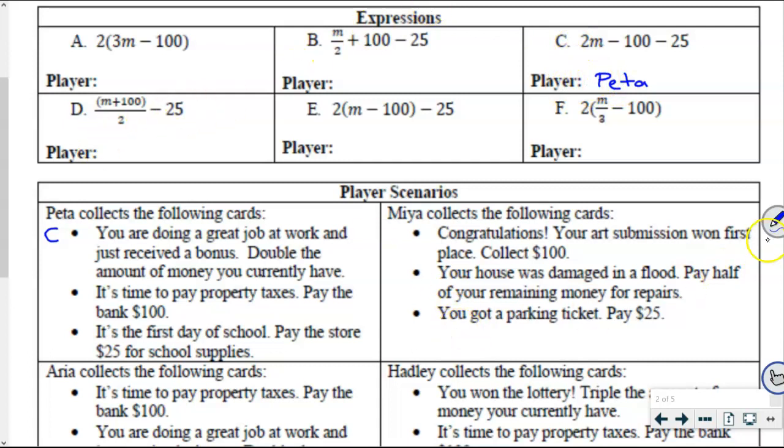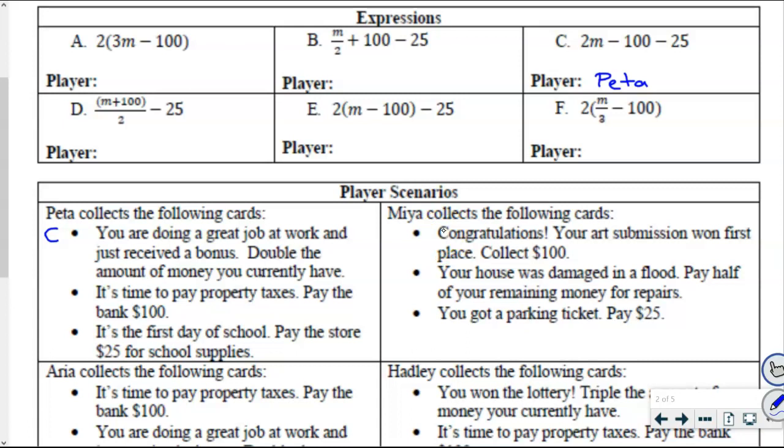Let's move on to Maya. Maya collected the following cards. Congratulations, your art submission won first place. Collect $100. So again, keep in mind, this is what happened first. We're looking for an expression that shows that we are collecting $100 first.